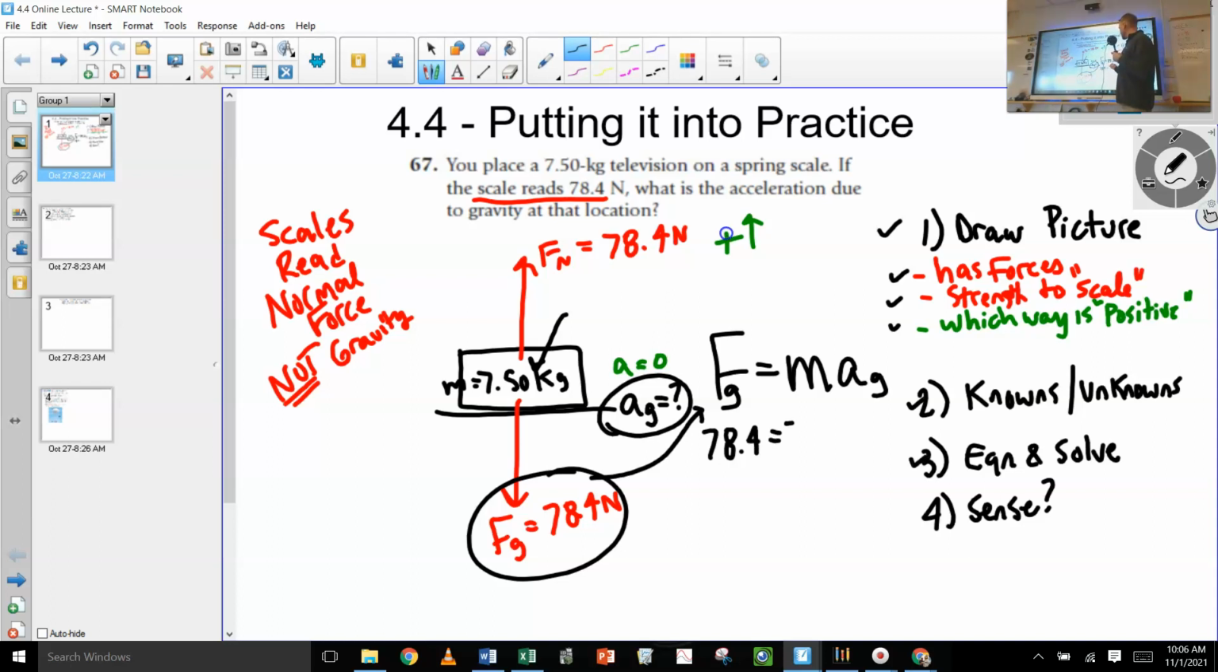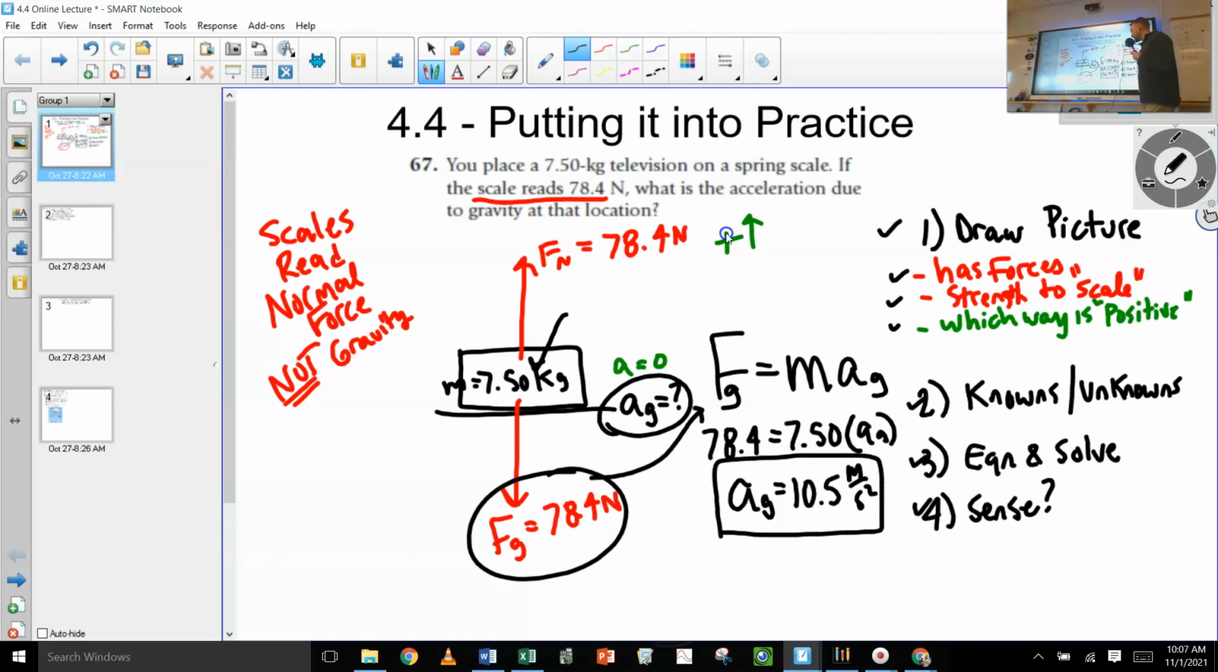My mass is 7.50. So my acceleration due to gravity, 78.4 divided by 7.5 comes out to be 10.5 meters per second squared. And I think I can use 3 significant figures, yes.